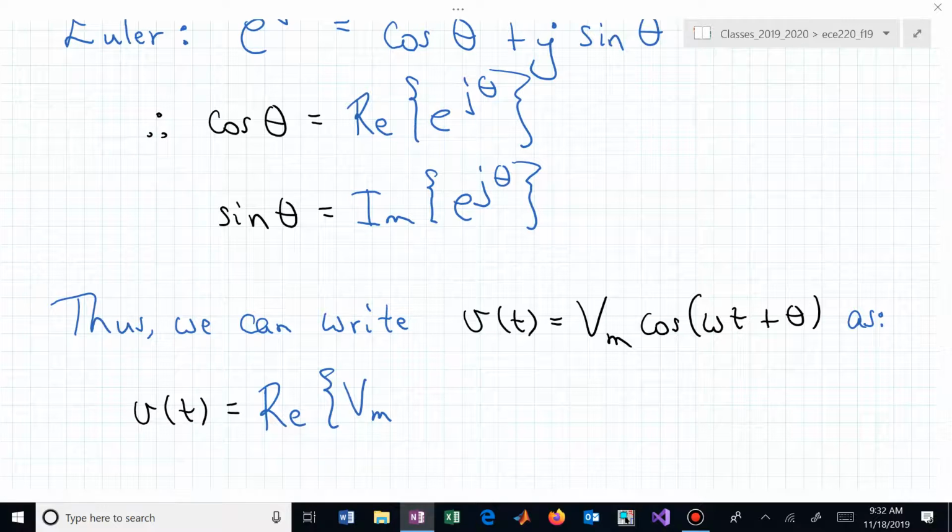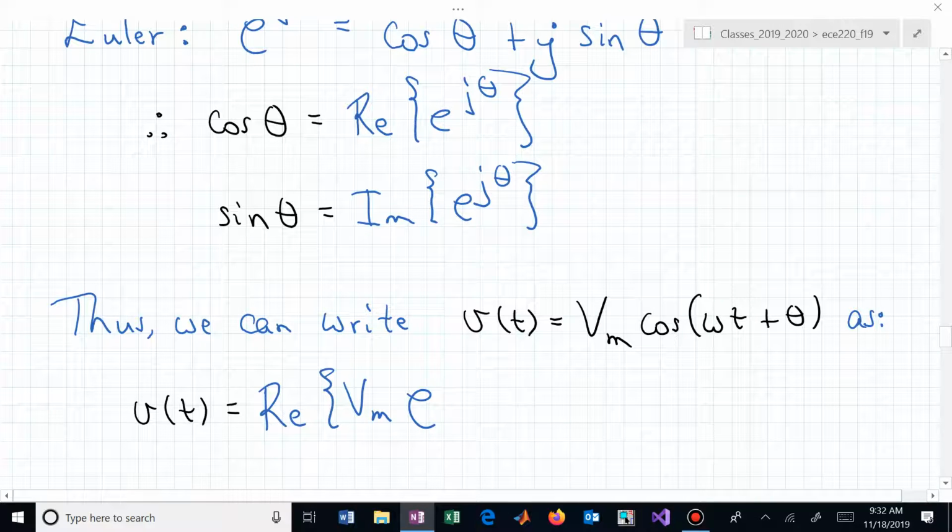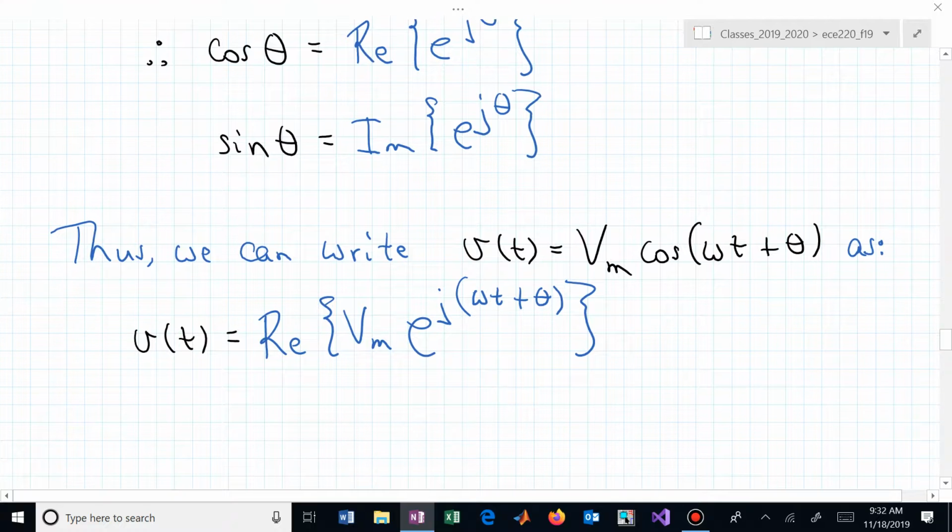I went inside a real operator. That means that I can rewrite that cosine as its complex exponential if I'm just taking the real component. So I'm going to say e to the j, and what was the argument? That was omega t plus theta, and that's now v of t. V of t is now the real component of this magnitude, v sub m, e to the j omega t plus theta, our complex exponential.